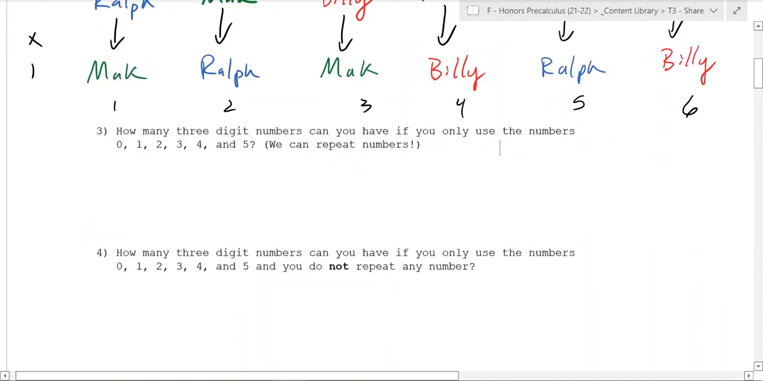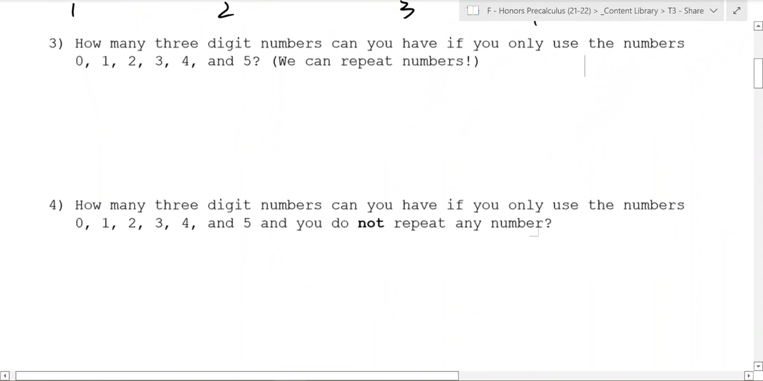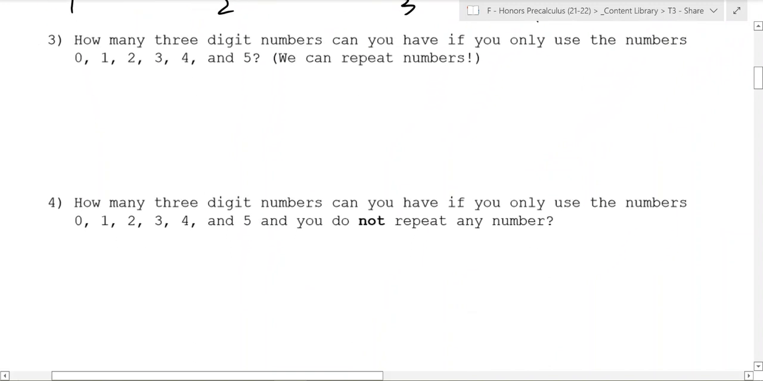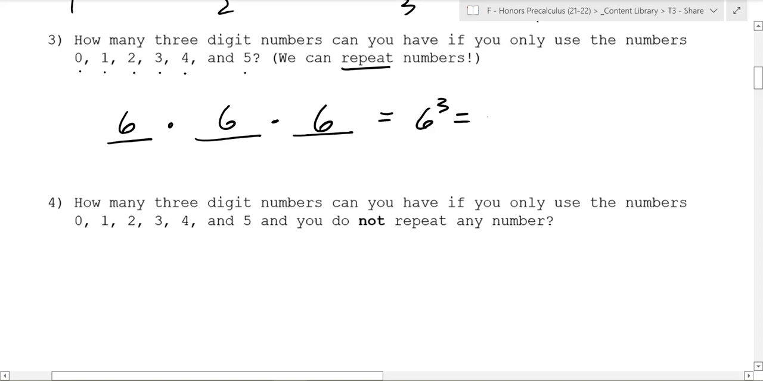Here's another example. How many 3-digit numbers can you have if you only use the numbers 0 through 5? We can repeat numbers. So how many are there? There are 6 numbers here. This is the key. You could repeat. So there could be 6 in the first slot, and then 6 in the second slot, and then 6 in the third. So it's 6 times 6 times 6. 6 to the third is 216. The key here is you could repeat.